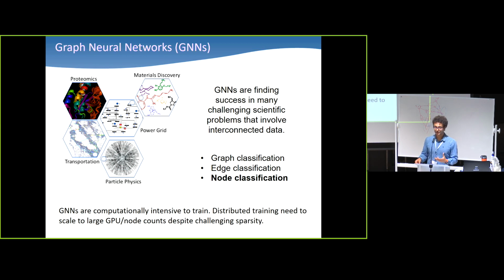But there is an added complexity. They're irregular because of the sparsity. Graphs are sparse, so instead of doing your dense matrix computations, now you have to do lots of sparse matrix computations. And there doesn't seem to be a way around it. And that makes them significantly more challenging and expensive for large-scale computations.